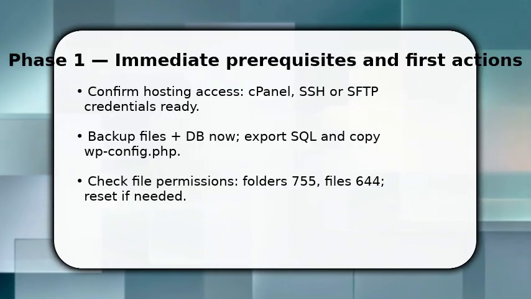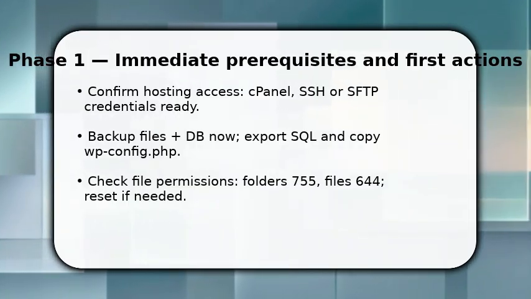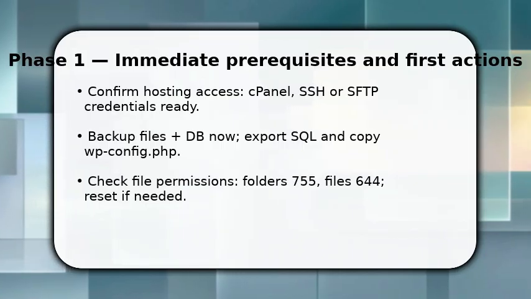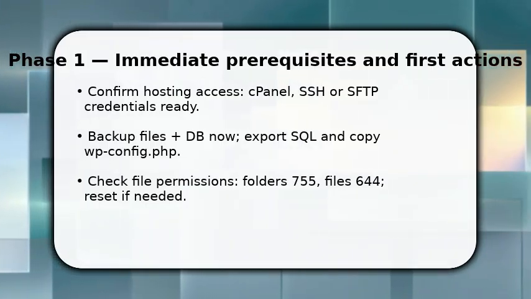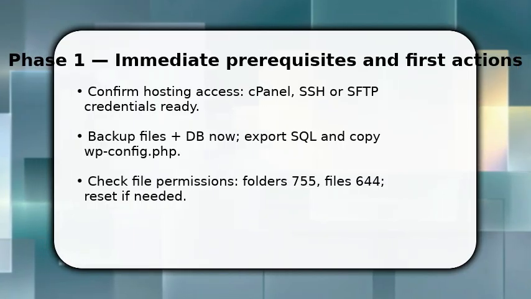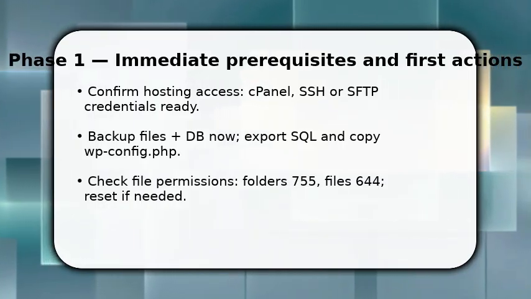You then check core permissions because incorrect permissions often block wp-admin. Set folders to 755 and files to 644. If you see a permissions error, change ownership, or run chmod via SSH.